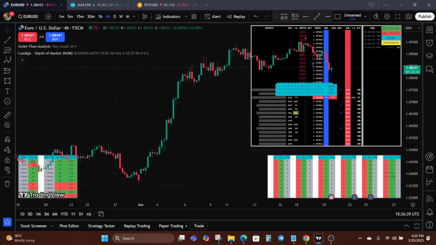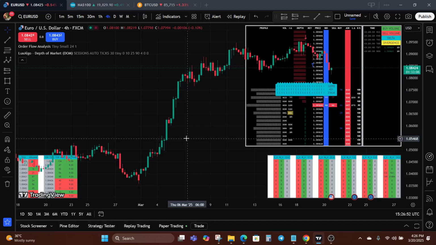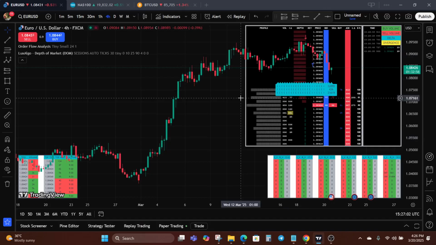First of all, spotting support and resistance. Just watch for clusters of buy or sell orders. These can act as support or resistance levels, giving you clues on where the market may struggle to move past. And then in terms of identifying market sentiment, if you see a large order on the buy side and price starts moving up, it could indicate strong buying interest. Similarly, large sell orders above the price may signal that sellers are in control.